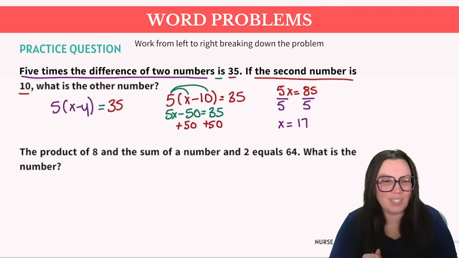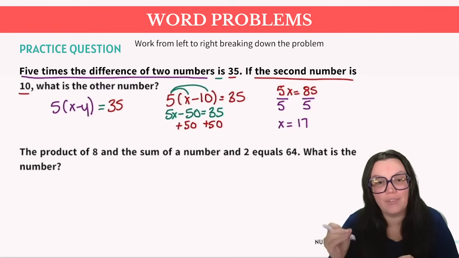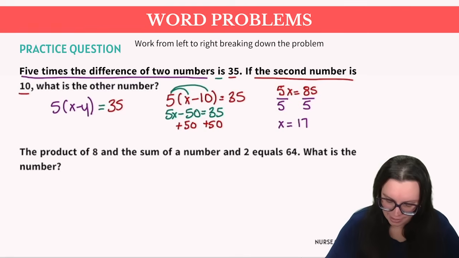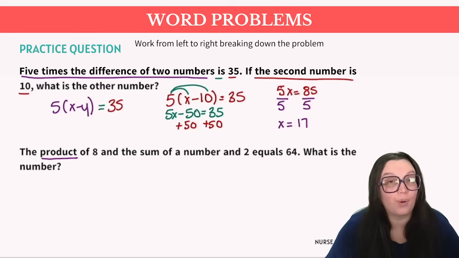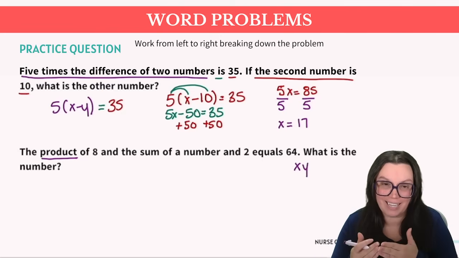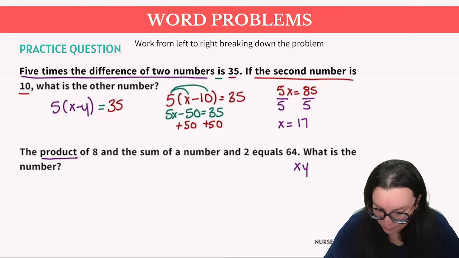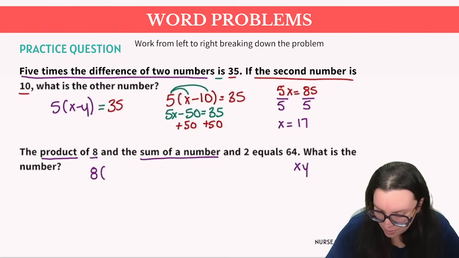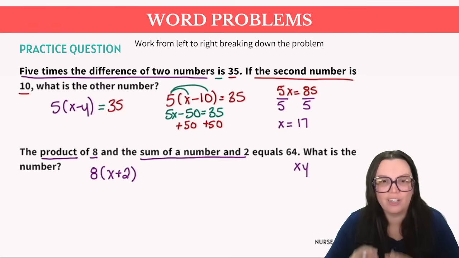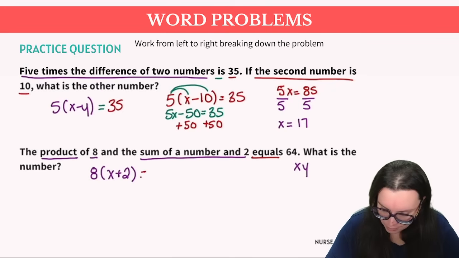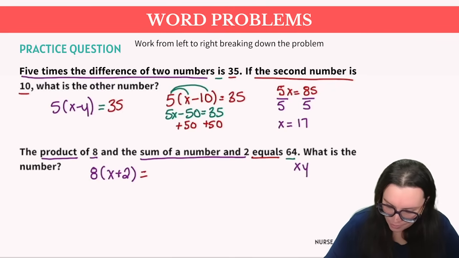Not too bad. So our next question states the product of 8 and the sum of a number and 2 equals 64. What is our number? So let's break this down working left to right. So the first thing we have is the word product. As we know, product is going to be our x and our y multiplied together. So we know that we have the product of 8, so that's the start of our equation, and it's going to be the sum of a number and 2. So that's going to be x as our number plus the number 2, and we're going to close our parentheses. Next we have the word equals, so of course equals is equal to. And then lastly we have the number 64.